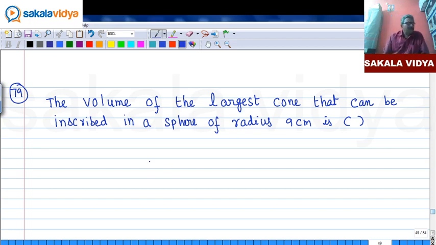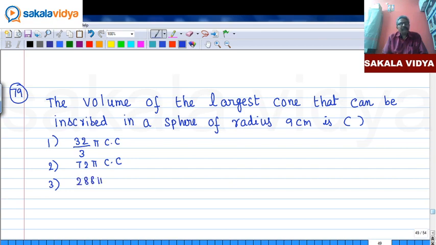Right. So next, first option, 32 by 3 pi cubic centimeter. Second option, 72 pi cubic centimeter. Third option, 288 pi cubic centimeter. Fourth option, 288 pi by 3 cubic centimeter.